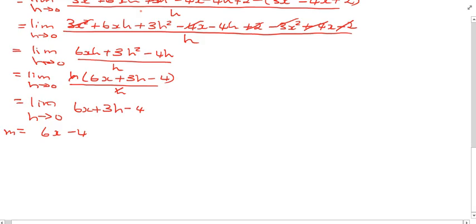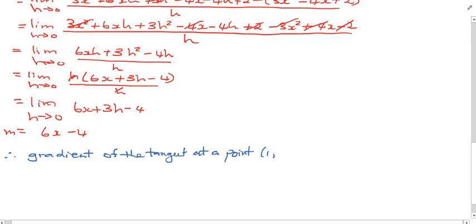So the second part, where we've got a point, therefore the gradient of the tangent at a point 1 and 1 will give us the gradient is 6x minus 4, which we can substitute our value of x as 1, so 6 minus 4, and our gradient will be equals to 2.